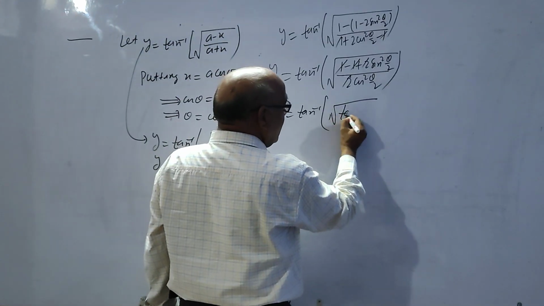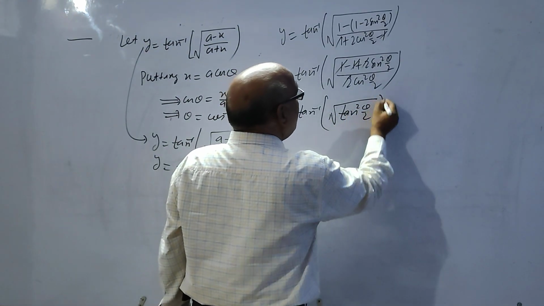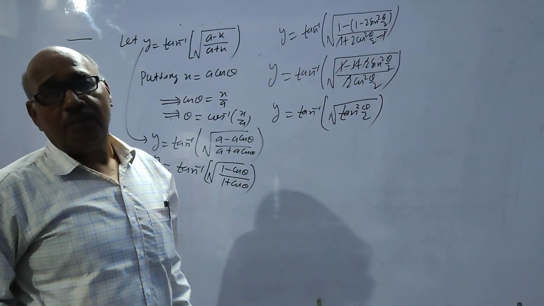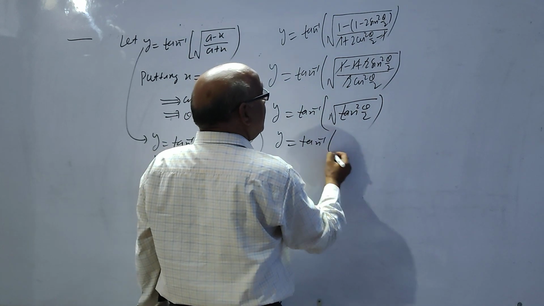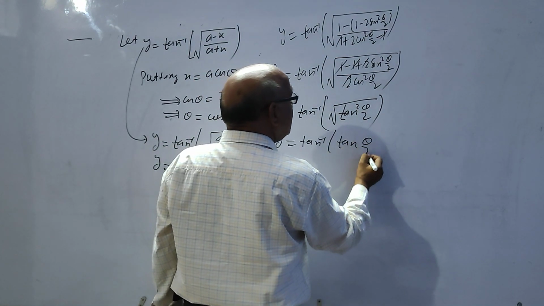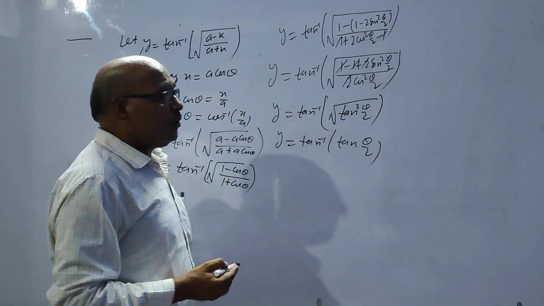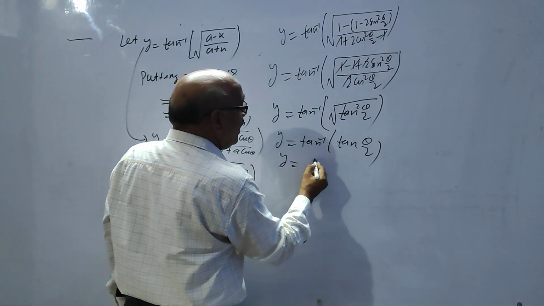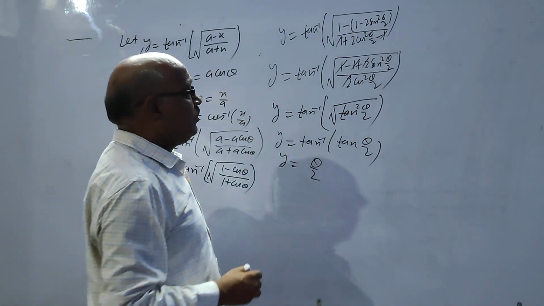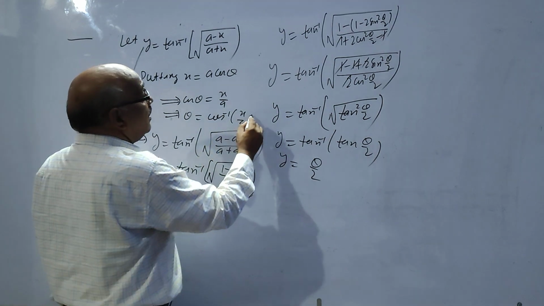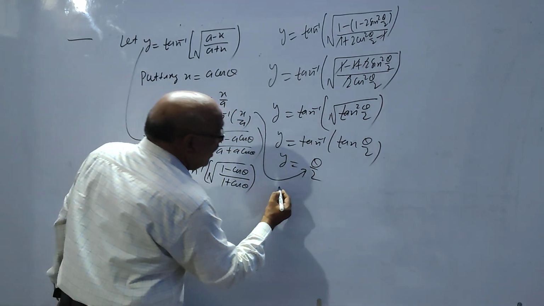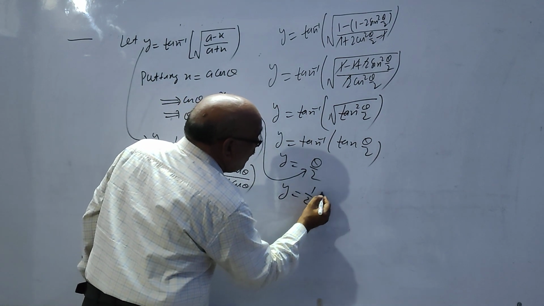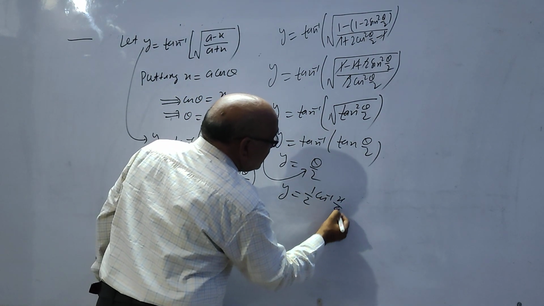So you can write square root of tan square theta by 2, that is tan theta by 2. Therefore y is equal to tan inverse of tan theta by 2, and tan inverse and tan are going to be cancelled out. So what is y? y is equal to theta by 2. Now put the value of theta. Theta is equal to cos inverse x upon a, and therefore y is equal to 1 by 2 cos inverse x upon a.